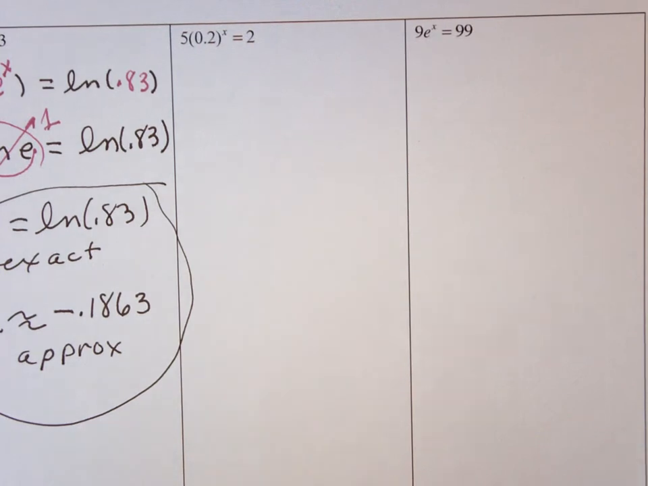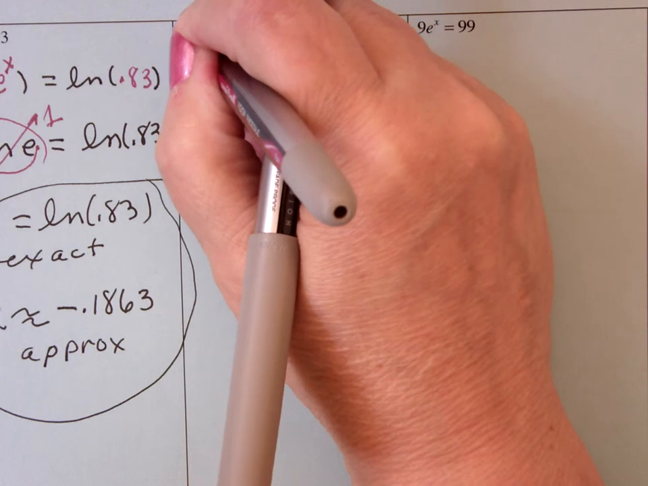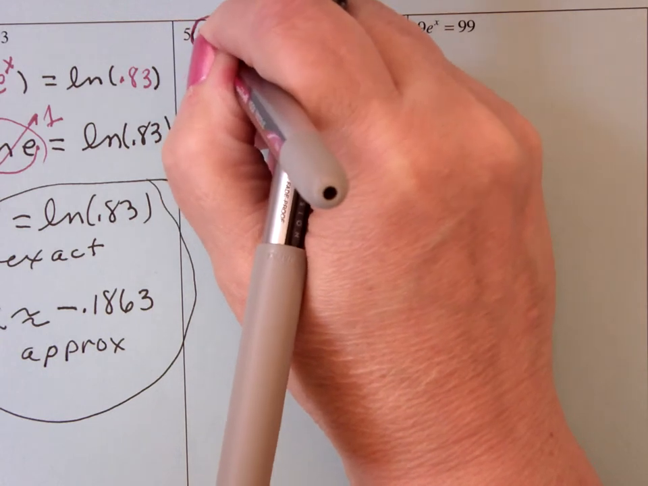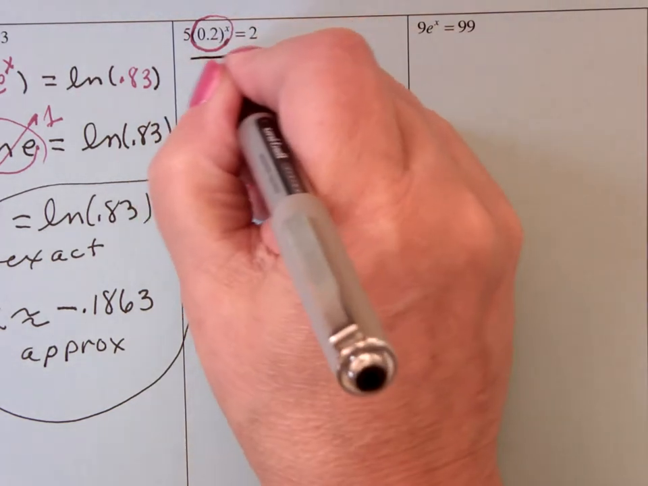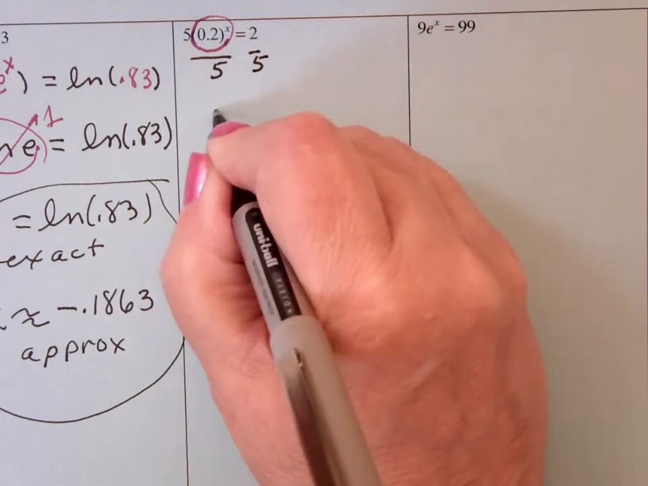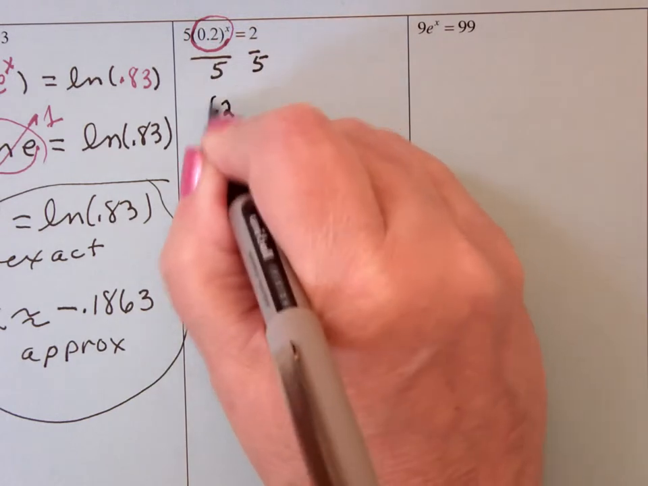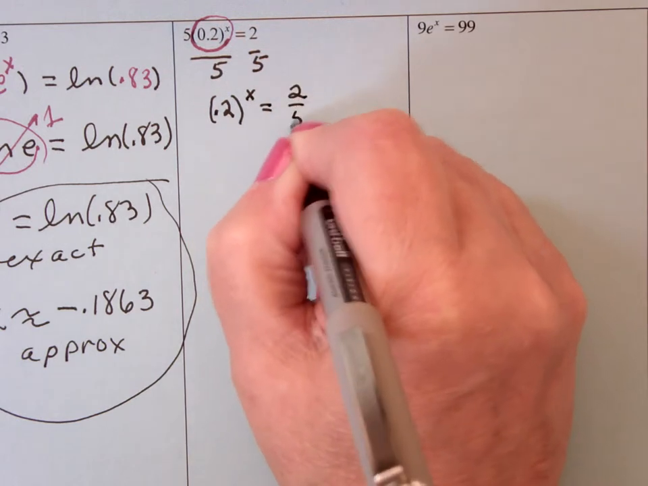Okay, so we are still working on exponential equations. Here's the issue: in order to take the log of both sides, I need to have the factor that's got the x in it by itself. So the first thing I need to do is divide both sides by 5, so that I have 0.2 to the x power equal to 2/5.